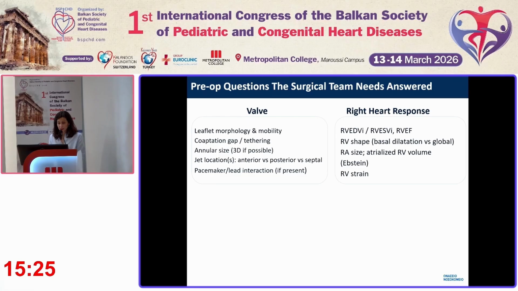But in predicting success in cone operation, we also need data about the right ventricular response. And perhaps the most important contribution of CMR is the accurate RV remodeling assessment through not only end-diastolic and end-systolic index values and ejection fraction, but also by assessing the RV shape, like basal dilatation versus global dilatation, the right atrialized portion, the volume in Epstein situations, and the RV strain and deformation.